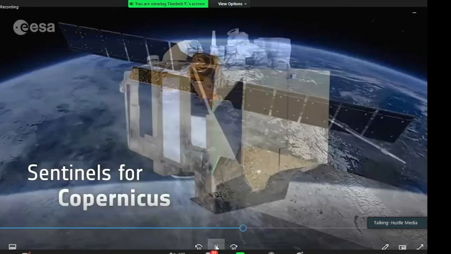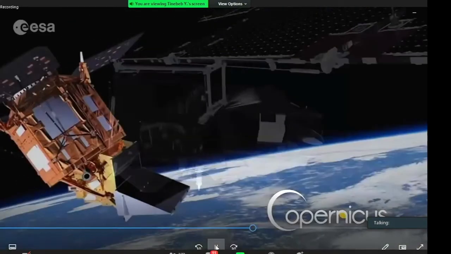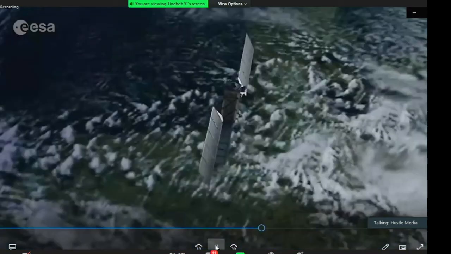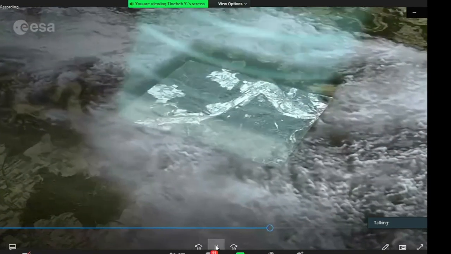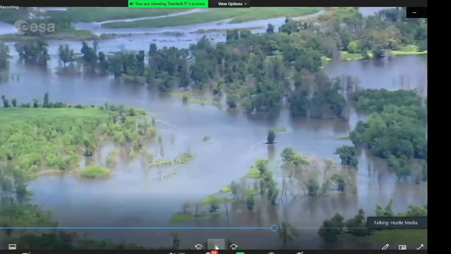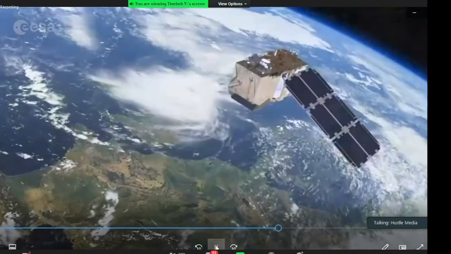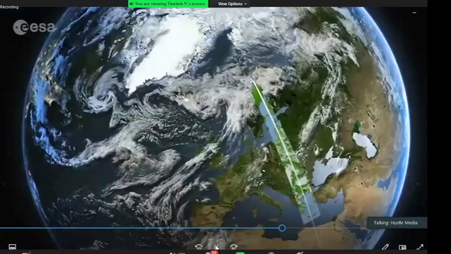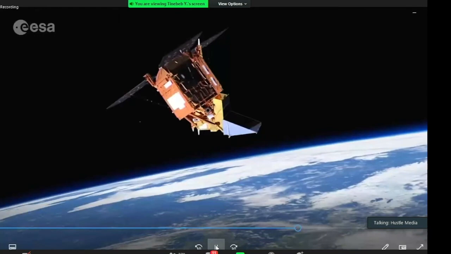ESA's Sentinel satellites support the Copernicus program. Copernicus will help us see the impact of changes in the ozone layer and changes in sea level. Over 30 satellites will provide up-to-date information to help governments respond quickly to disasters and emergencies, to plan our cities, to monitor water demand, to check air quality.